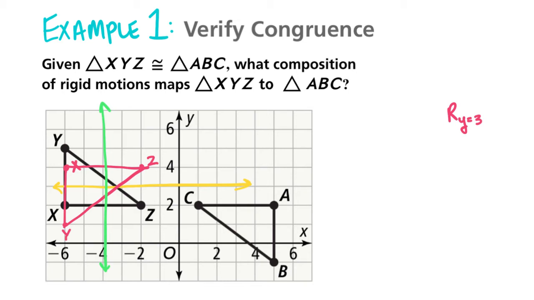X is going to go from being 2 units to the left of my line of reflection to being 2 units right. So now X would be basically where Z is, right there. And then Z is going to switch places with X. It's going to go from being 2 units to the right of my green line to being 2 units to the left. So now Z will be over there. Y is going to go from 2 units left of the green line over here to 2 units right. So now my triangle looks like this.